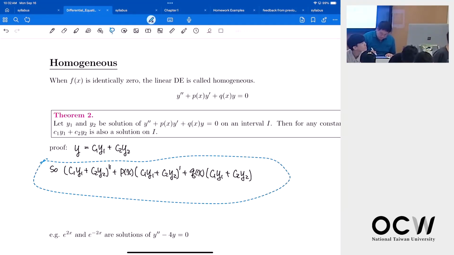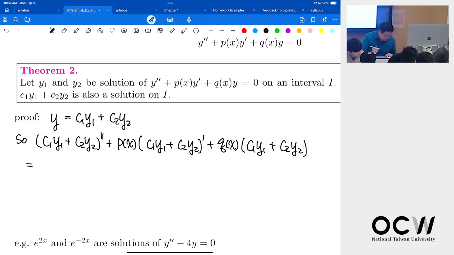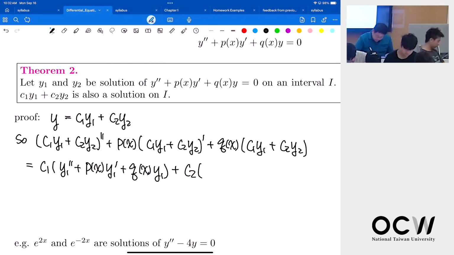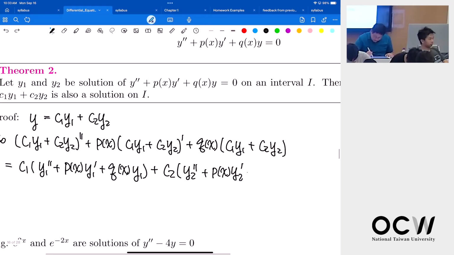Then this becomes, let's just rearrange that, c1 times y1 double prime plus p(x) y1 prime plus q(x) y1. And also, if we put everything related to c2, we have y2 double prime plus p(x) y2 prime plus q(x) y2.